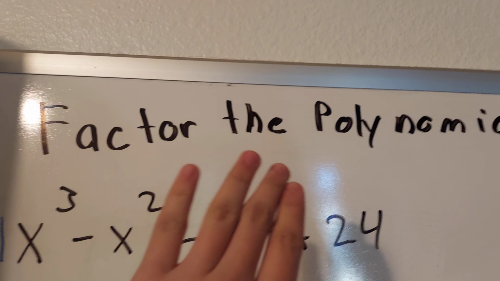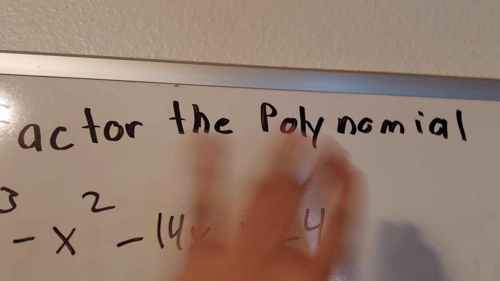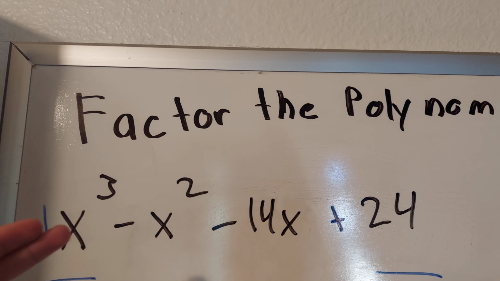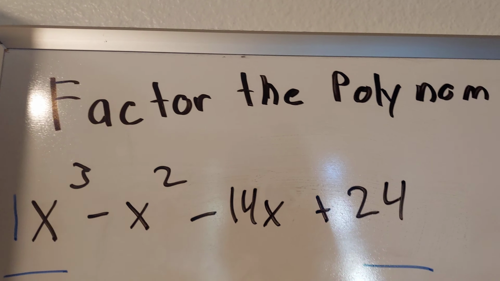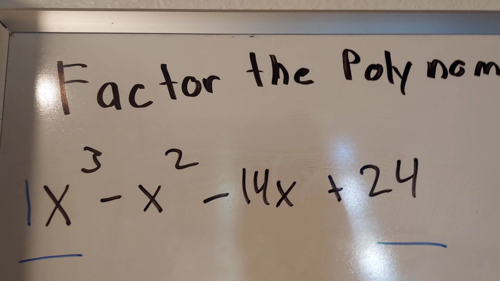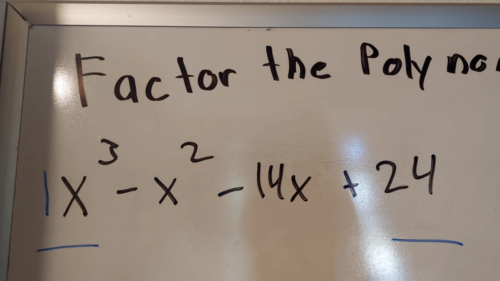Alright, I'm going to be doing example 1. We're going to be factoring the polynomial. So here is example 1. We have x to the third minus x squared minus 14x plus 24. So to figure this out, we're going to be using synthetic division.